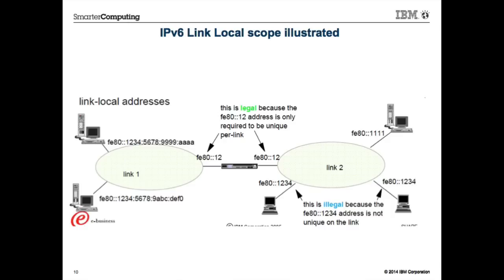However, in the lower right-hand corner, we have FE80::1234. We have 2 of those on link 2. That is not legal because within the scope of the link, IPv6 link local addresses have to be unique.